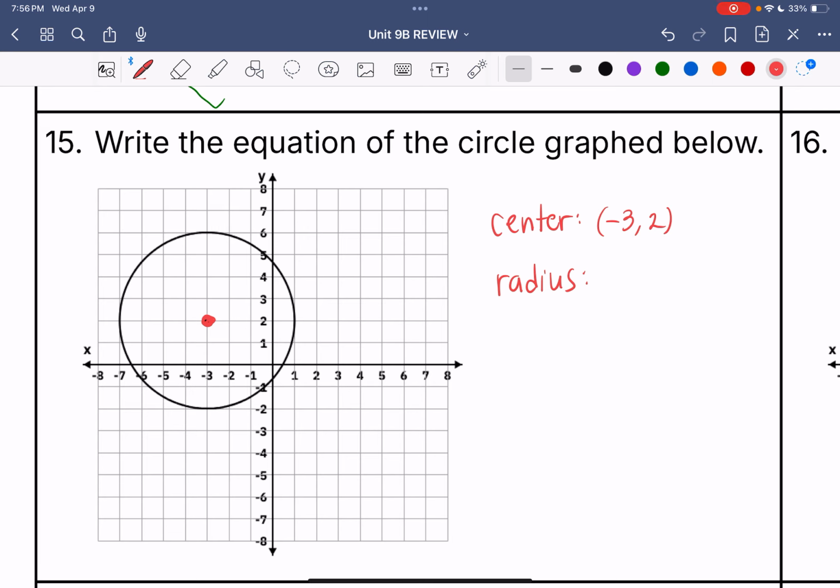Then our radius, so I'm going to do a line on the left side here. You just count how many squares it takes to get to the edge. 1, 2, 3, 4. So radius is 4.